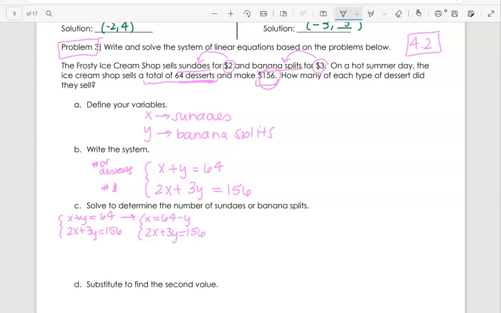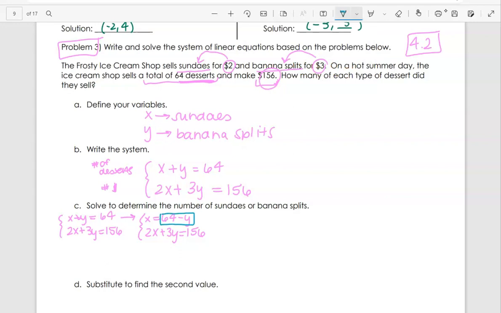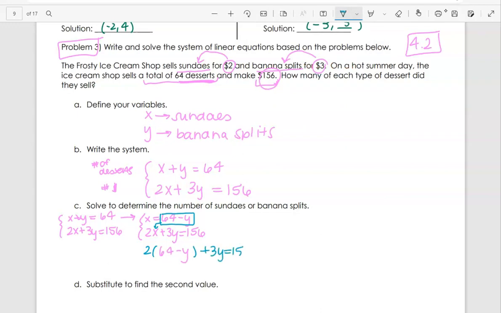Okay. And then I'm going to substitute x, I know, is 64 minus y. So I'm going to substitute that into the other equation. I'm going to have 2 times 64 minus y plus 3y equals 156. Okay, we'll distribute that too. And then we're going to combine like terms. And then we need to subtract the 128. So I know y equals 28.